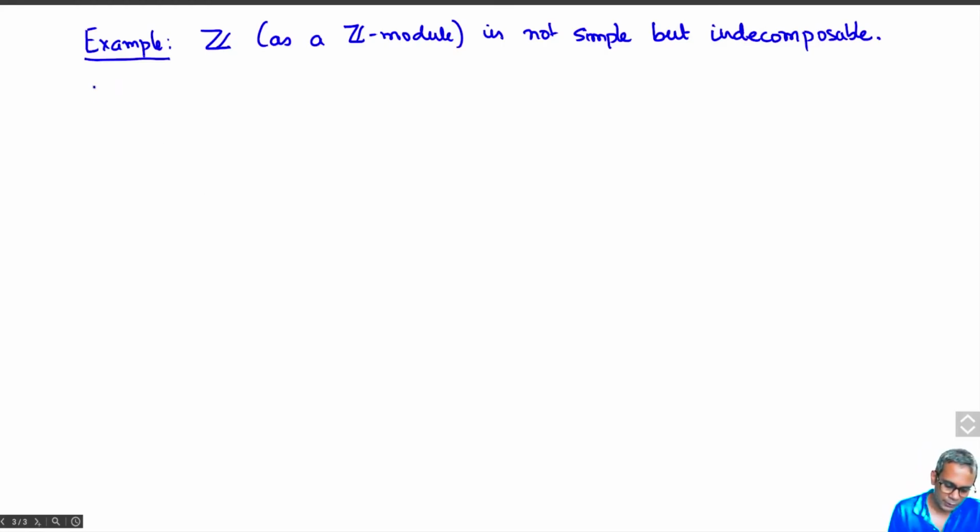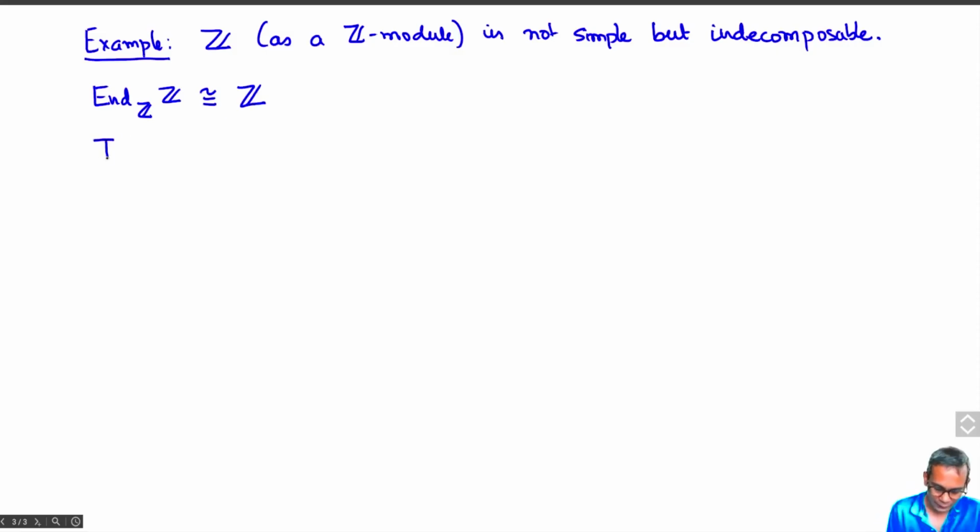So firstly, let's compute End_Z(Z). Well, it turns out that if you have a Z-module homomorphism from Z to Z, it's completely determined by the image of the unit of Z, namely the integer 1. If you know where 1 goes, then you know where everyone else goes. But 1 can go to any integer, and so End_Z(Z) is isomorphic to Z. And further, you can check that the operation of composition corresponds to multiplication of integers, and pointwise addition, which is more obvious, corresponds to addition of integers. So as a ring, End_Z(Z) is isomorphic to Z.